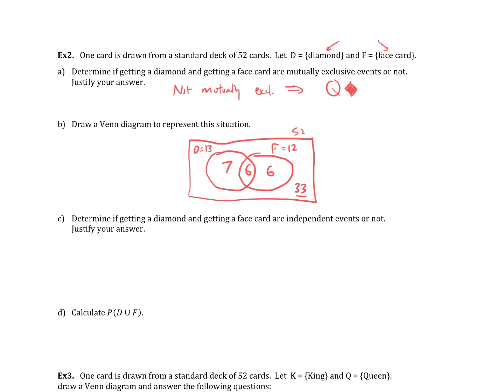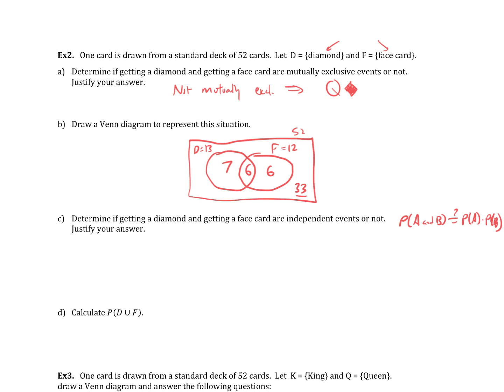Okay. Determine if getting a diamond and getting a face card are independent. The test we're using here is to find out if the probability of A and B is the same as the probability of A times the probability of B. There are a couple of different tests to determine whether events are independent or not. Oh, this is so good, you guys.